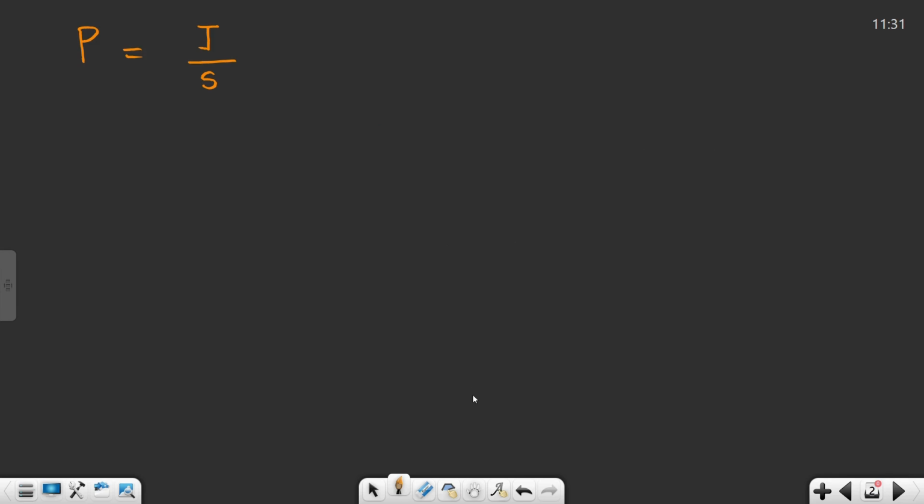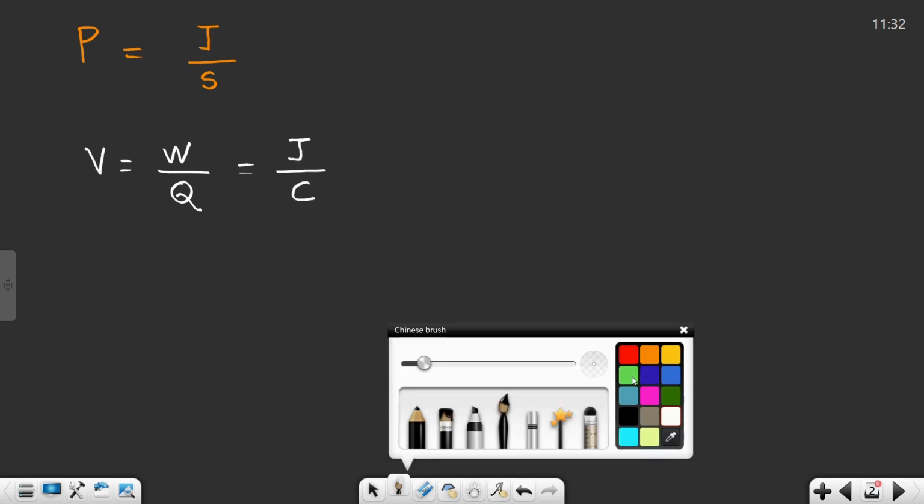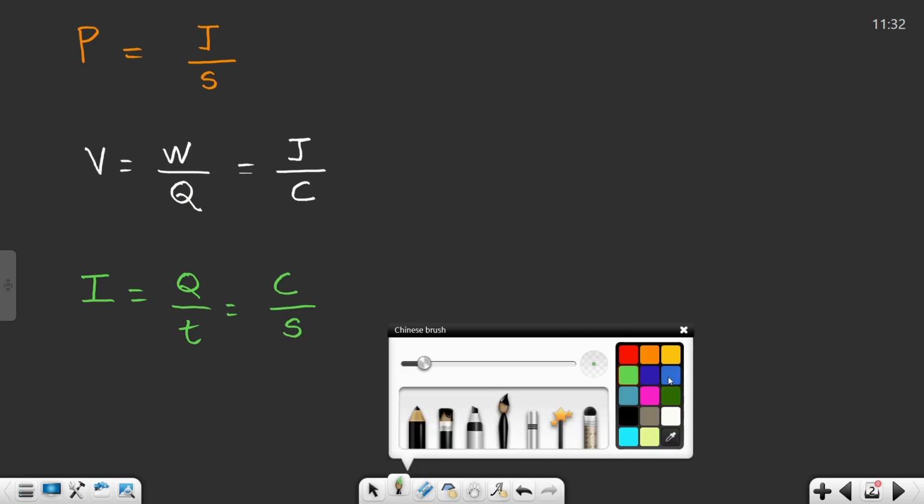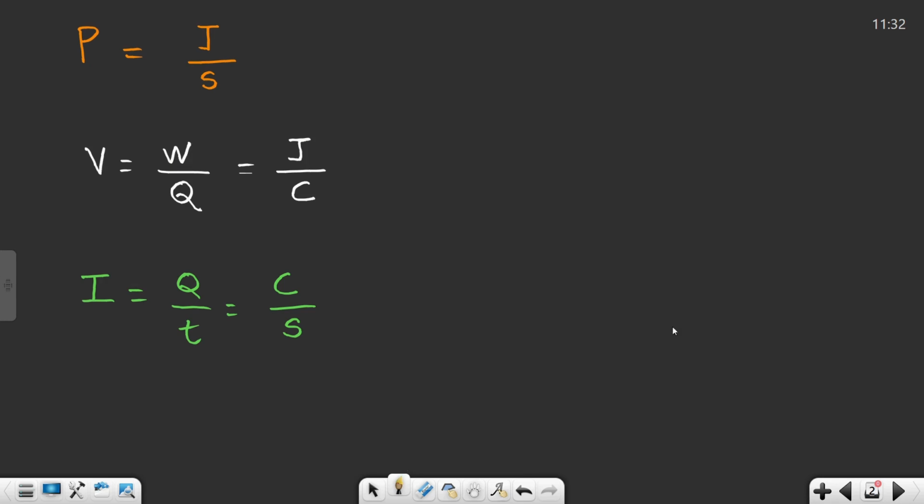Now if you could recollect the unit for voltage from the previous session, when we saw the formula for voltage, it was work done divided by Q, that is nothing but J by C. Also, if you recollect the formula for current, it was I equals Q by T, that is nothing but coulombs per second. Now look at these two units very clearly.